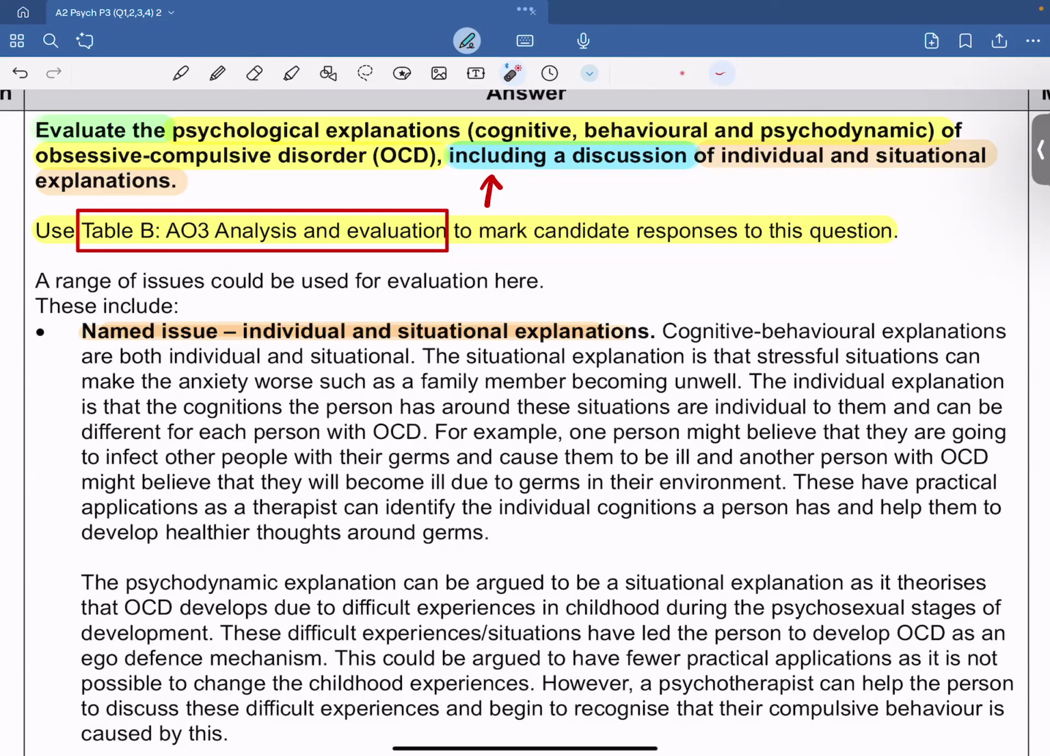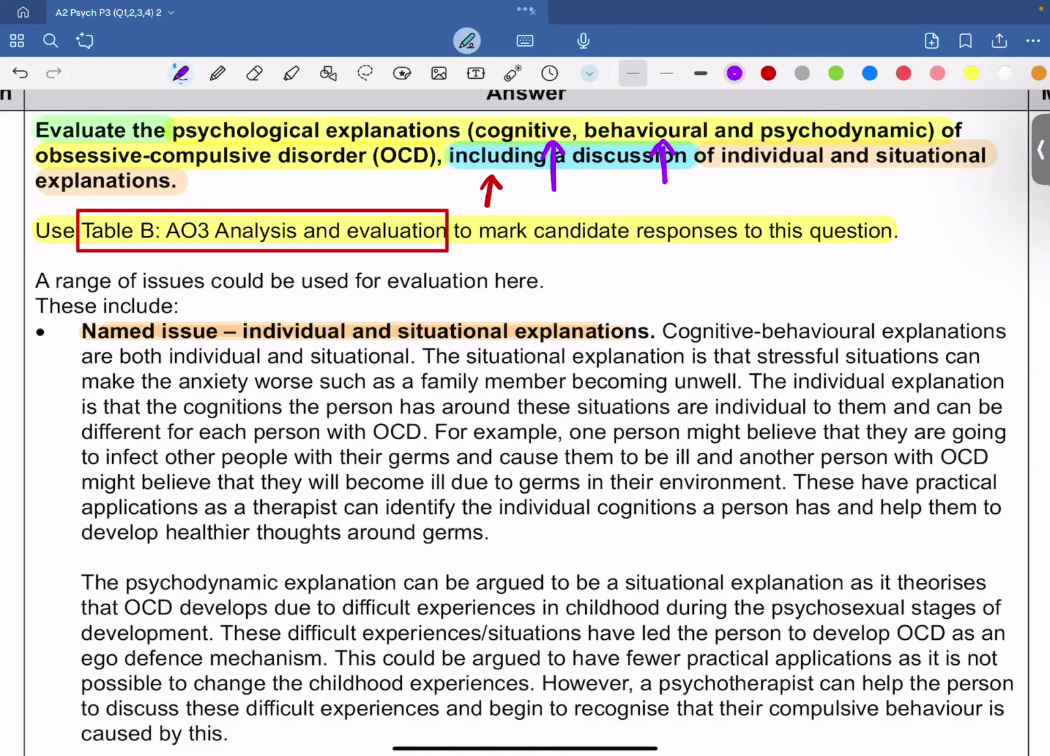To begin with, cognitive behavioral explanations are both individual and situational. Now we're talking about these cognitive explanations, right? So we're starting off with cognitive explanations. Let me just mark this one down here. And of course, cognitive explanations come under the broader heading of psychological explanations. So cognitive behavioral explanations, here you go, are both individual and situational.